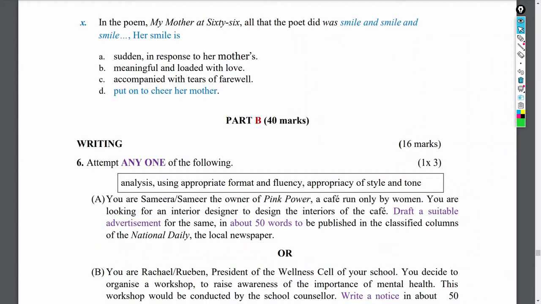In the poem My Mother at 66, all that the poet did was smile and smile and smile. Her smile is... So you know for sure why she smiled at her mother again and again. What was the reason? For giving encouragement. Let us see now. Sudden in response to her mother's... No, this is not correct. Meaning, loaded with love, accompanied with the tears of her knee, put on to cheer her mother. So this is the correct answer.